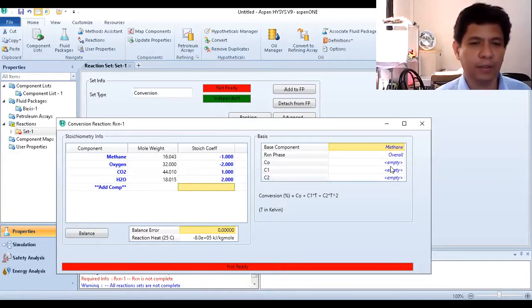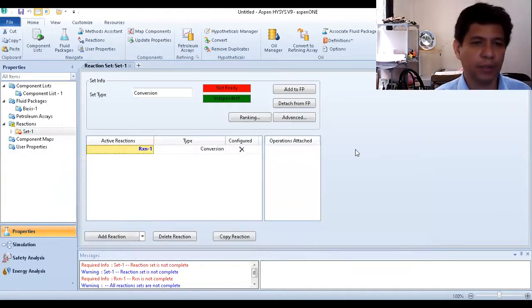And then we'll assume the base component is methane. Usually it's the air that is in excess. Tapos we're going to assume that the conversion is 100%. So 100, ano? Take note na, this is percentage, not fraction. So it's either 100, 95, etc. Okay. So after this, you add the reaction to the fluid package. So click add to FP.